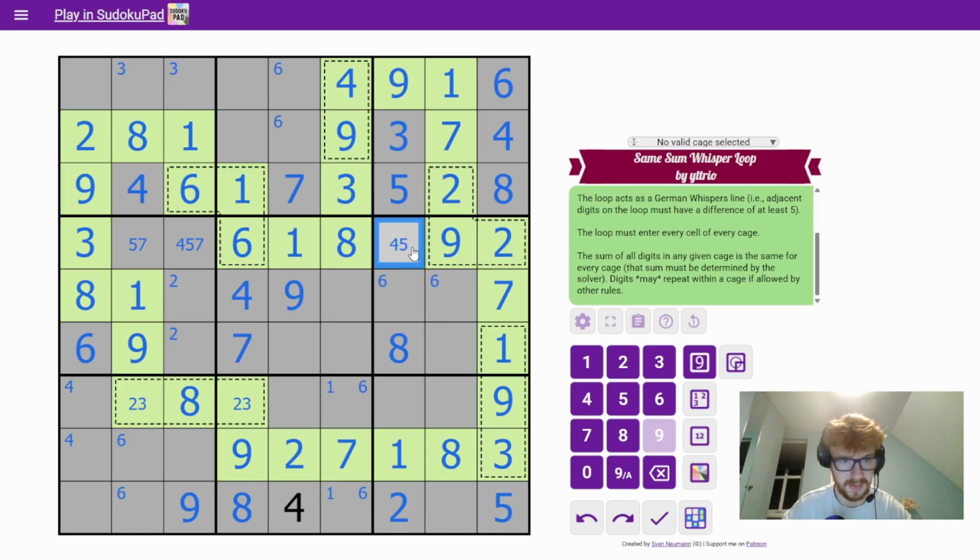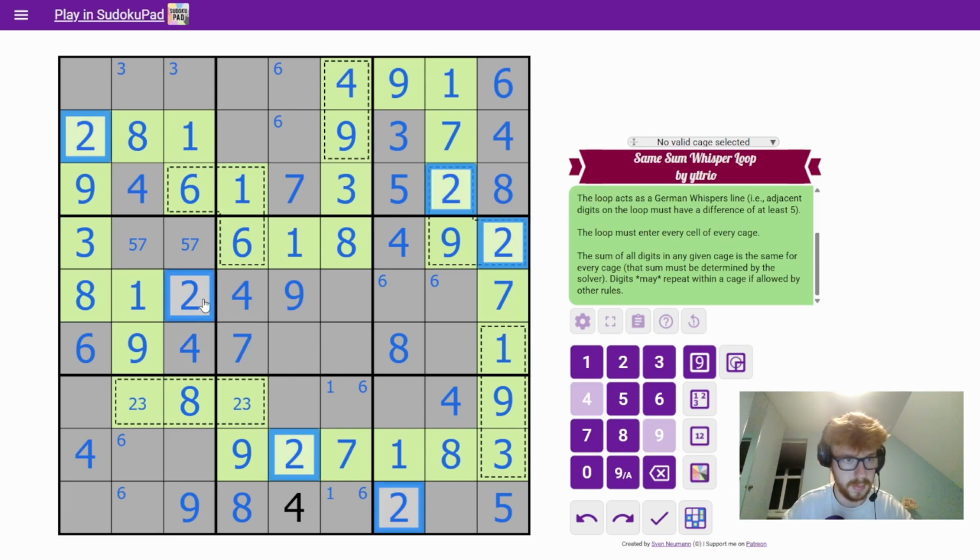5s, since those are often relevant in whisper puzzles. 4s. 4. Oh, 4. Where am I missing my 4s? It is this 4, 2. And with that same idea, let's continue. With that being a 2 and a 3. Well, keep going with the 2s, I guess, as long as we can.